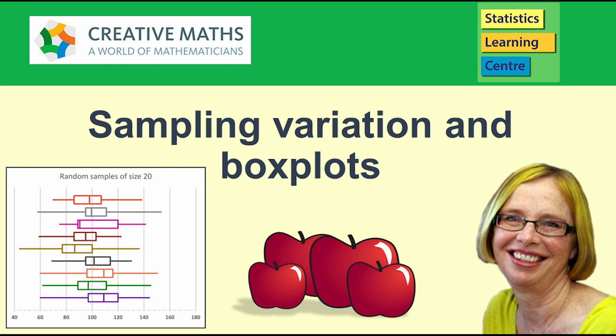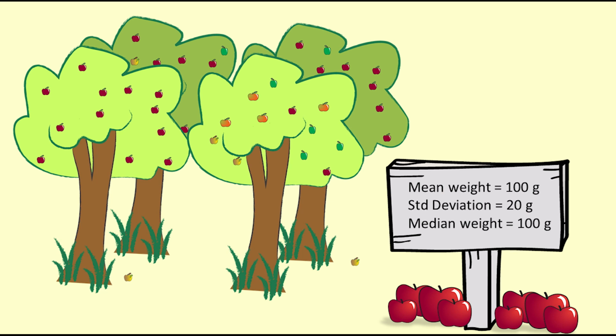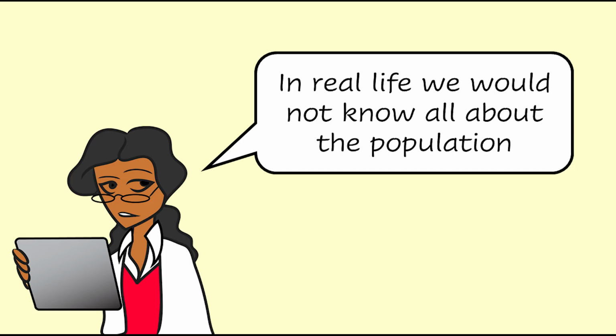For this video, we're going to use a pretend population of red apples. For this pretend or simulated population, the weights are modelled with a normal distribution with a mean weight of 100 grams and a standard deviation of 20 grams. The median is also 100 grams. Note that in real life we do not generally know the mean and standard deviation of the whole population.